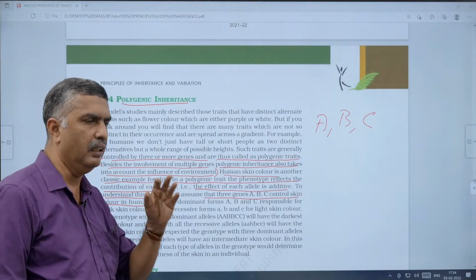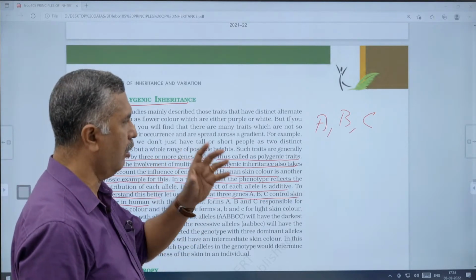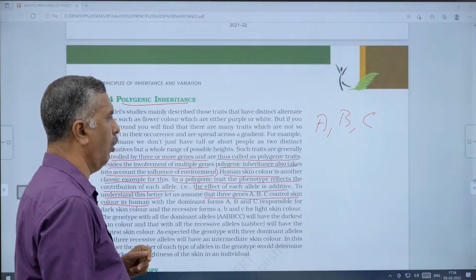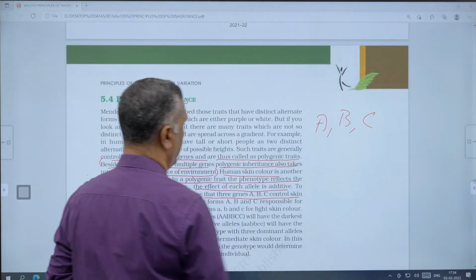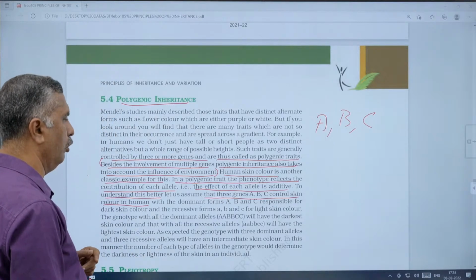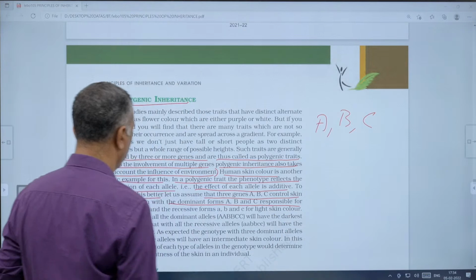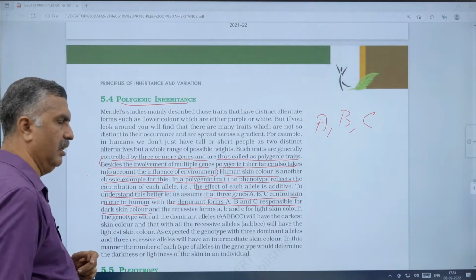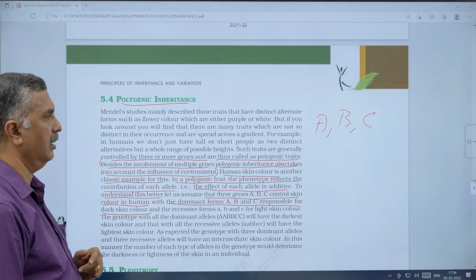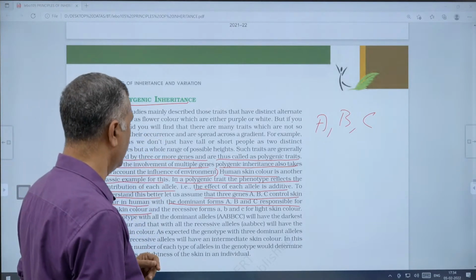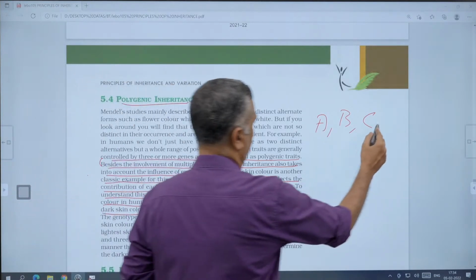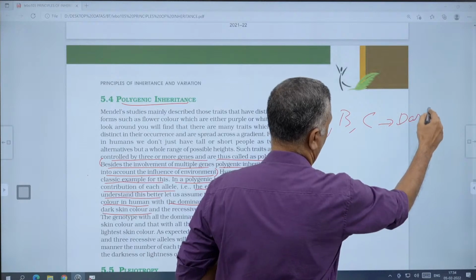Skin color is the melanin production. Melanin production in human skin is under the control of three genes, that is capital A, capital B, capital C. The dominant forms, capital A, capital B, capital C, are responsible for the dark skin color, that is extremely dark or black.